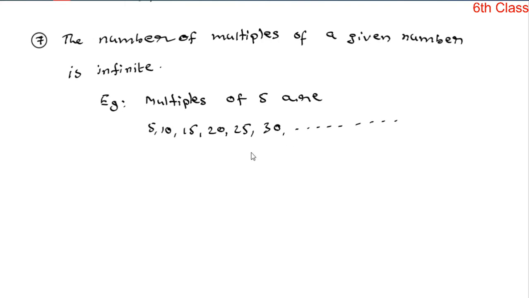There are uncountable multiples the given number 5 has, for 1, 2, 3, 4, 6, 7, 8, 9, 10 and so on. The given number 5 has infinite multiples. That's why the property: the number of multiples of a given number, any number, is infinite.